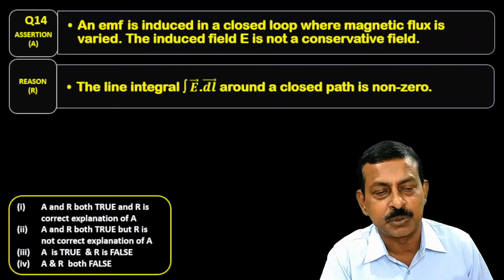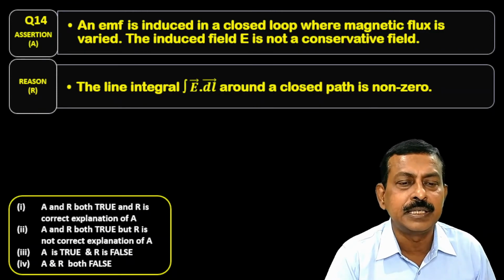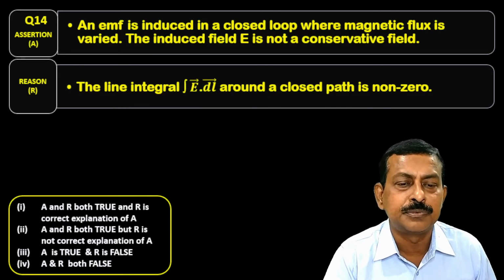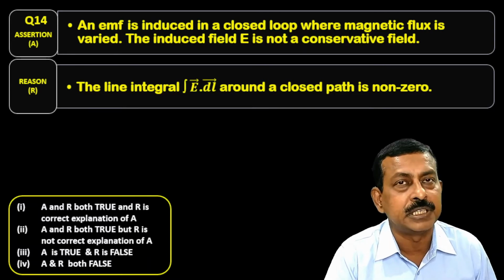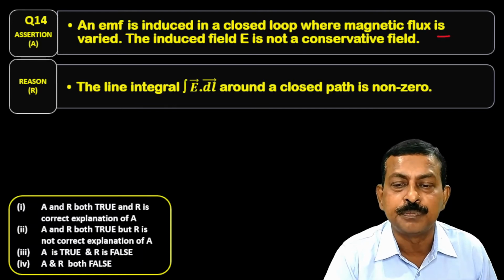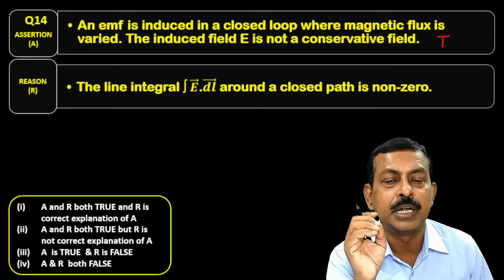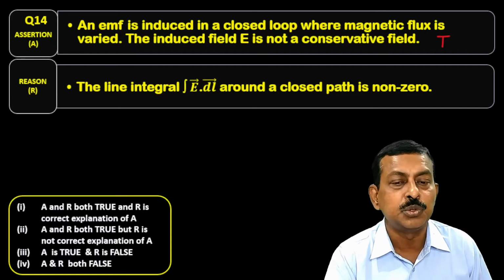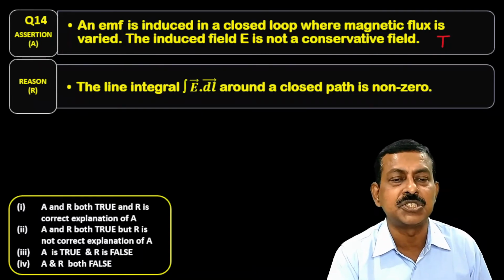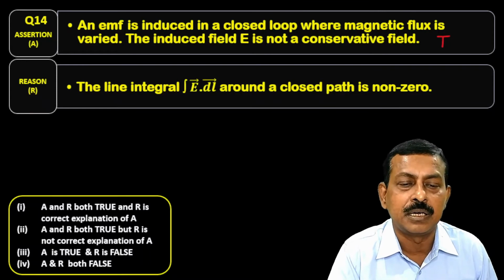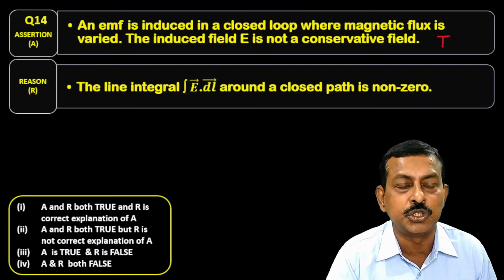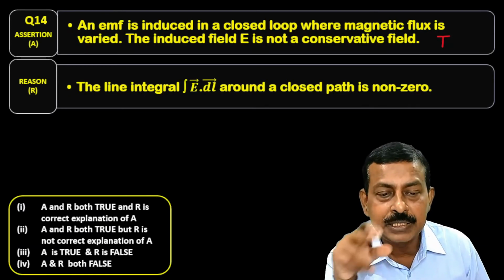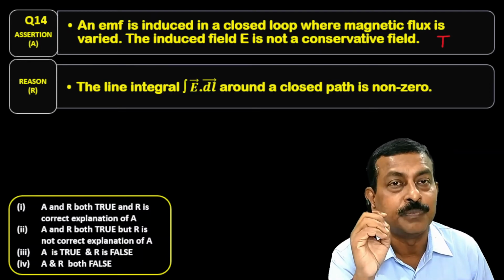Let's take the next question. Assertion: an EMF is induced in a closed loop where magnetic flux is varied. Reason: the induced field E is not a conservative field. Now this is true, because the induced field is not a conservative one in this particular case. If you take the EMF developed whenever magnetic flux is changing, the line integral of E dot dl over a closed loop is non-zero. Since E is non-conservative, the line integral over the closed loop will be non-zero.